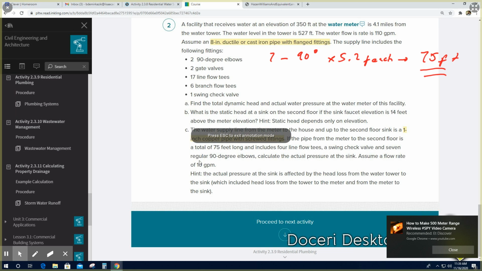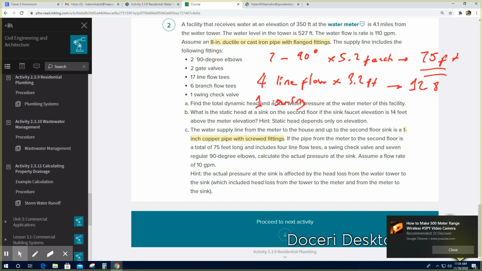That's 75 feet, and then what do I have? For line flow, I have 4 line flow, 4 times, each one is 3.2 feet. When you multiply, the answer is going to be 12.8. And I have one swing check valve. It's hard for me to pronounce, I don't know if I'm pronouncing it correctly, but one swing check valve. Each one is 11 feet. 1 times 11, that's going to be 11. So 75, 12.8, 11.